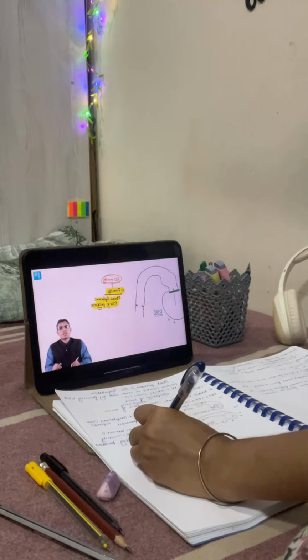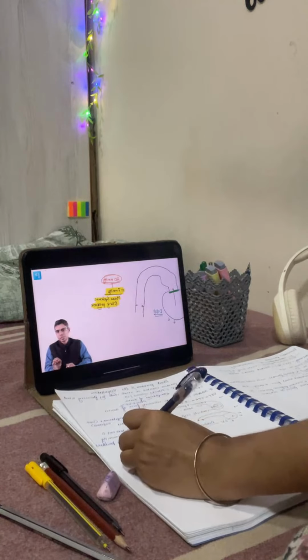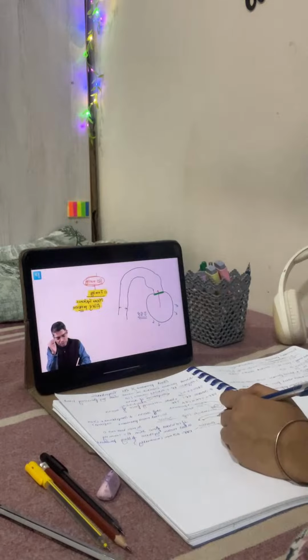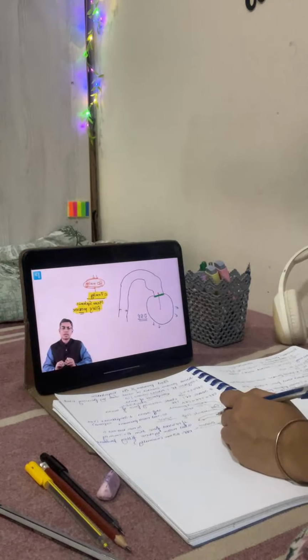It is more than 7, and that is near equal to 80 millimeter of mercury. So my question is, whoever is maintaining this constant blood flow, that is the major determinant of this diastolic blood pressure. So now look at who is maintaining this diastolic blood flow.